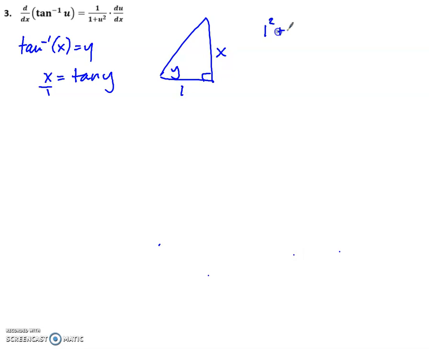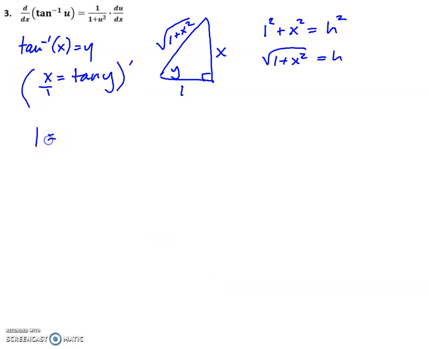This time, if I want to get the hypotenuse, which I'm just going to call h, I would just take the square root of both sides, and I'd get square root of 1 plus x squared. So this time, it's a 1 plus x squared because of the Pythagorean relationship. Okay, so let's do the derivative of both sides and see what happens. So I'm going to do the derivative of this now. I get 1. Derivative of tan is sec squared y dy dx.